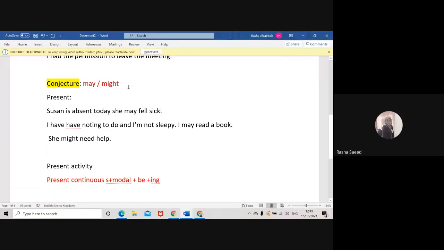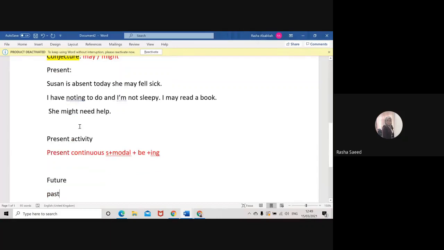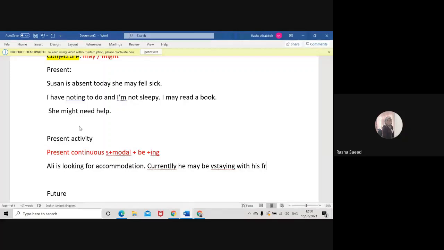Okay, when you talk about conjectures referring to present activity, we said we usually use be and the ing form of the verb. We would say, for instance, he is looking for accommodation. Okay. Currently, he may be staying with his friends. It means maybe he is living with his friends now while he is looking for an accommodation.